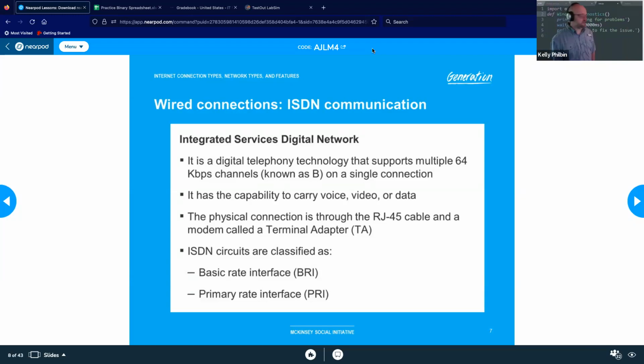It operates in 2 primary circuits. You have the basic rate interface and the primary rate interface, BRI and PRI. So: RJ45 connection, voice, video, or data, and 64 kilobits per second channels, multiples of those.